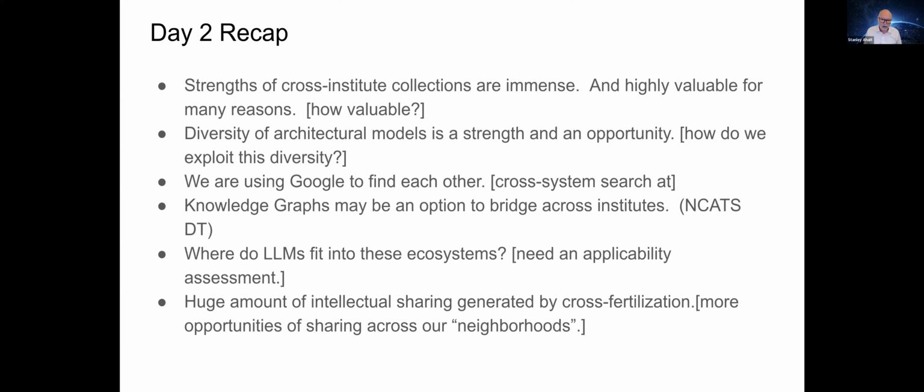Knowledge graphs may be a big option here, and the NCATS data translator effort, which I've been part of, is not as active lately, but it's an opportunity for us to think about that, because that is being used in some places to look across systems. Large language models, we need an applicability assessment. You know, is this doable? Is it something that's going to help? And I've heard it come up at probably 6 meetings in the last month. So it's something we better do. And that probably means people who have time get together and find some funding. A huge amount of intellectual sharing has been generated by this cross-fertilization in these last 2 days. I am impressed, and more opportunities for sharing across our neighborhoods is welcomed.